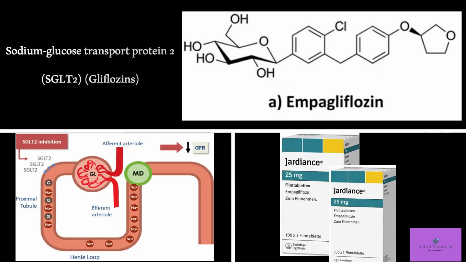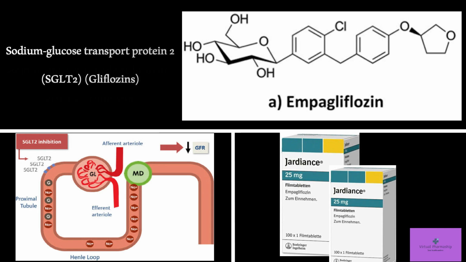Sodium glucose cotransporter protein subtype 2 inhibitors. All are C-glucoside derivatives. SGLT2 is a glucose transporter responsible for glucose reabsorption in the kidney, leading to excretion of glucose together with an isoosmotic amount of water.